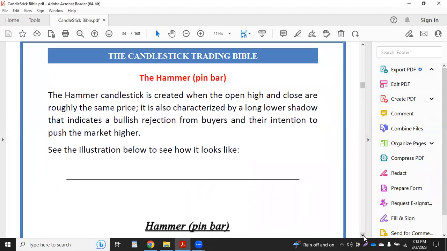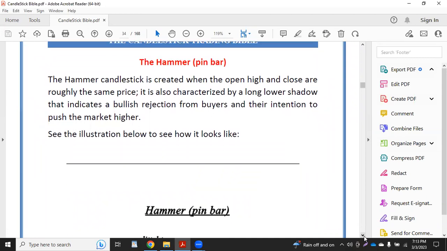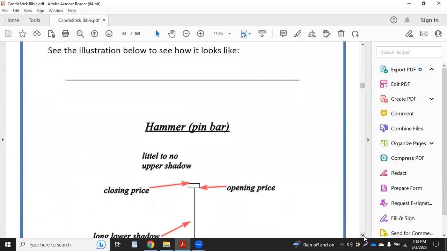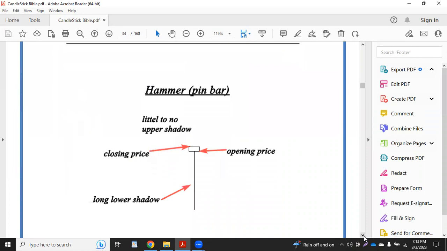So a hammer is a candlestick that is created when a high and a close are roughly at the same price. Now, they are not at the same price. So the candle looks like this. Okay, so if you can see my screen, this is what the candle looks like, right? So a hammer is a candlestick that depicts a bullish pattern. It depicts bullish price action.